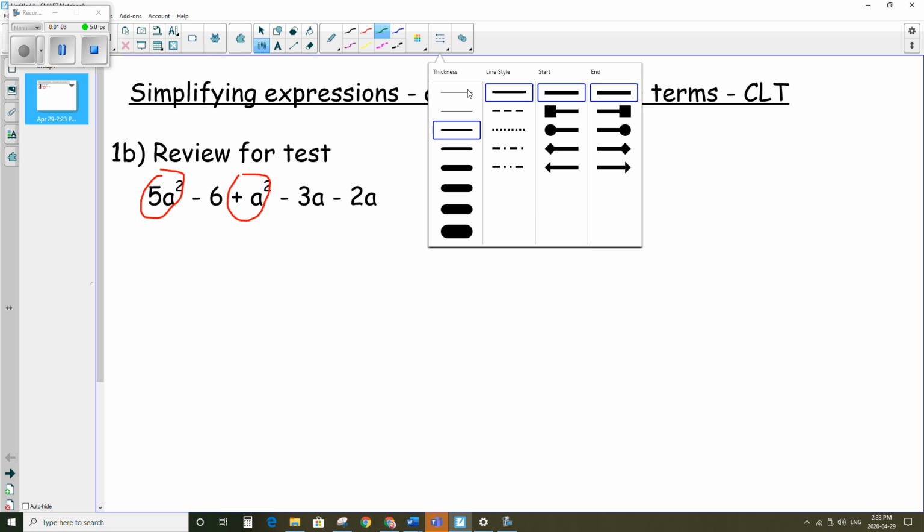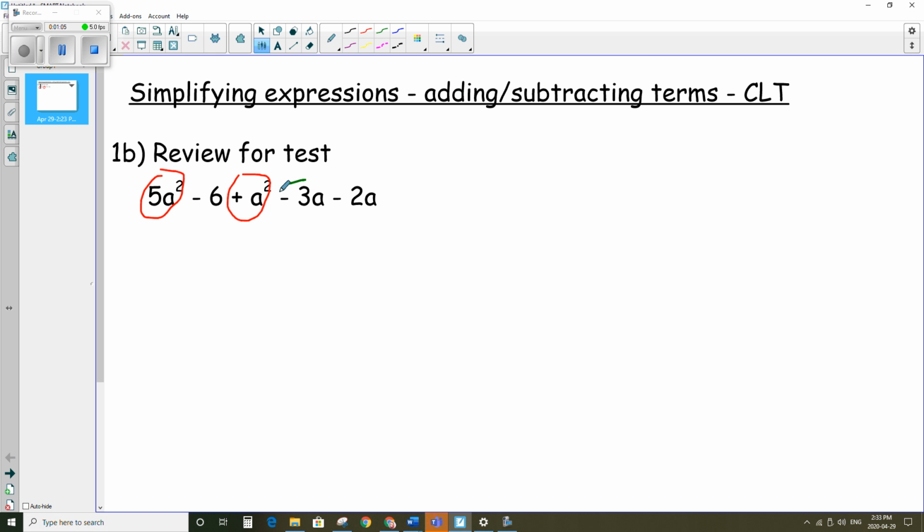Okay, same with the negative 3a and the negative 2a. These terms are going to be grouped together, and when I move them, the sign directly in front of those terms is going to move with them. And then at the end, we'll have a subtract 6 because the 6 is negative.